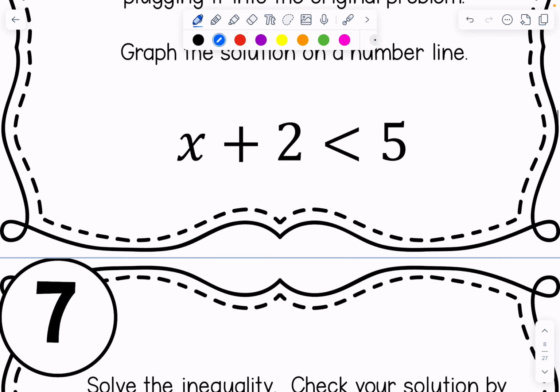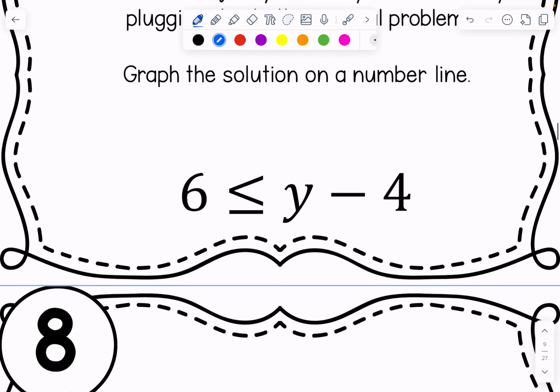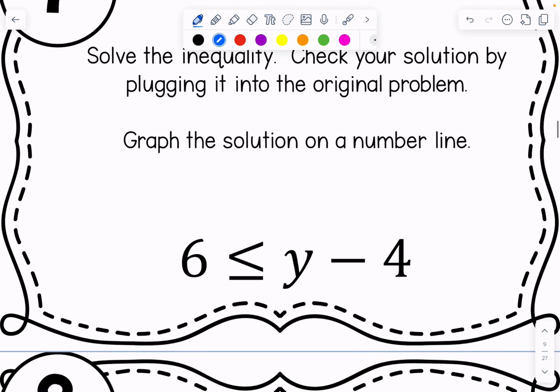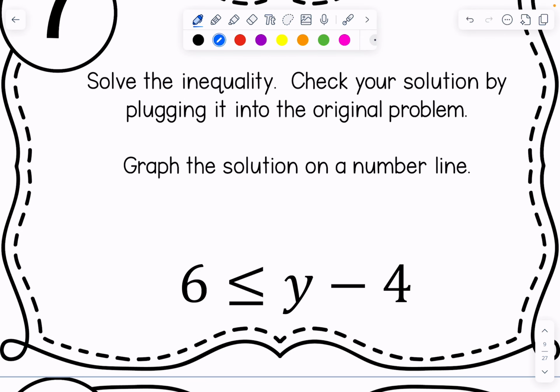I'm just going to walk you through a couple of different inequalities, just so that you get the idea of how to solve them. And because these problems are so big, I'm actually going to write them off to the side so that we have a little bit more room to solve. So here I have 6 is less than or equal to y minus 4.